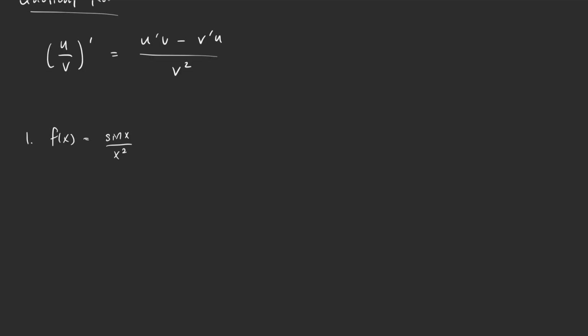So the derivative is low d high. So x squared multiplied by the derivative of the higher function, which is cosine x, minus high d low. So sine x multiplied by d low, which is 2x, all over v squared. Note that this is not a derivative, this is just v squared. So we have x to the fourth.